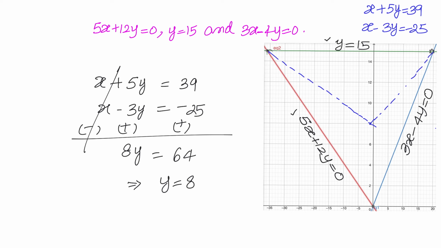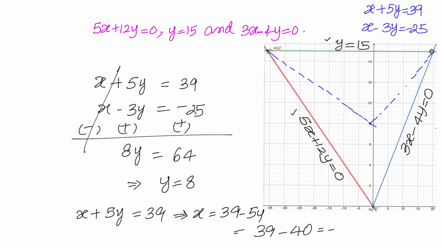Now we can get the value of x by substituting in x plus 5y equals 39, which will give us x equals 39 minus 5y, which equals 39 minus 40, which equals minus 1. So the coordinates of in-center, you can also see from the figure, are minus 1 comma 8. Now that's the coordinates of the in-center. So this is one method.